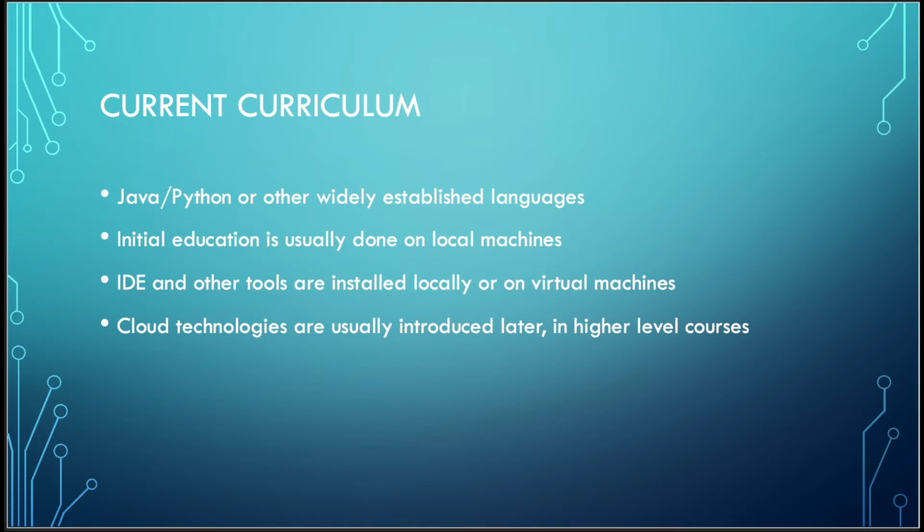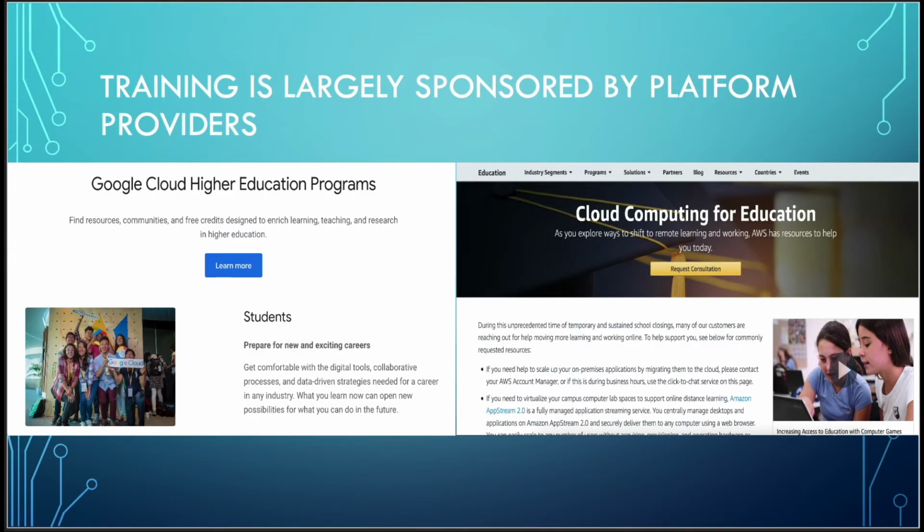And then cloud technologies are usually introduced later, like I said, in higher level courses, particularly in junior and senior year, and sometimes more of that curriculum is covered in an elective than it is in core required courses, which is great if you happen to take all those electives, and problematic if you thought the history of computing was more interesting. You might leave school without a critical skill set. Most of what gets integrated into courses for the cloud right now is sponsored by platform providers. So like Google Cloud and AWS both have higher education programs that are fairly robust.